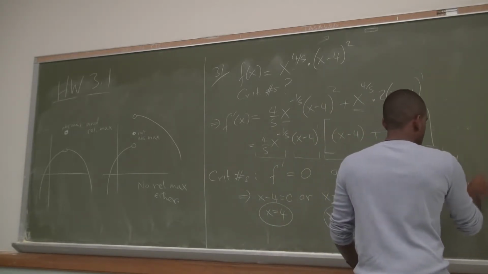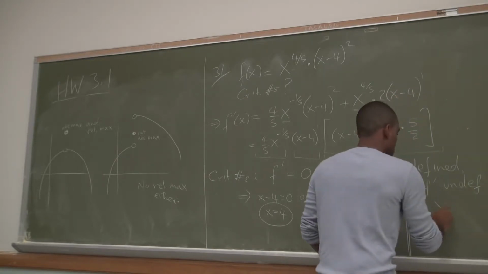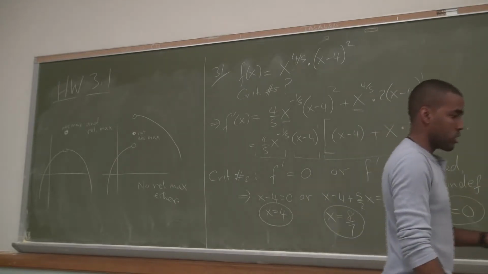F prime undefined at x equals 0. So that's the last critical number.